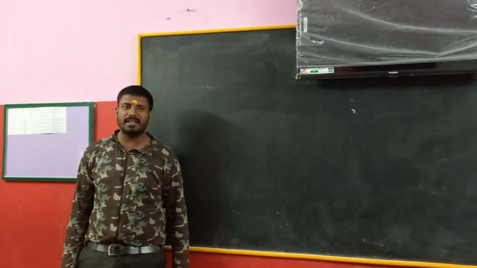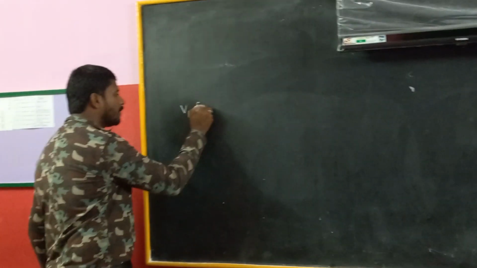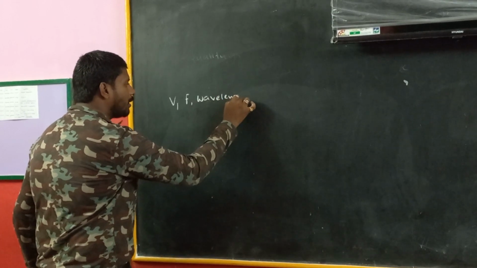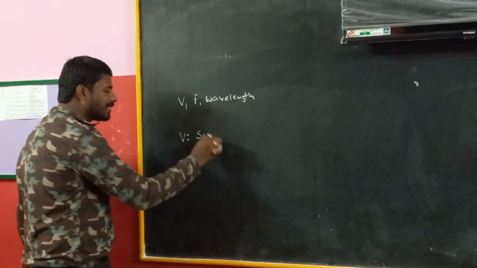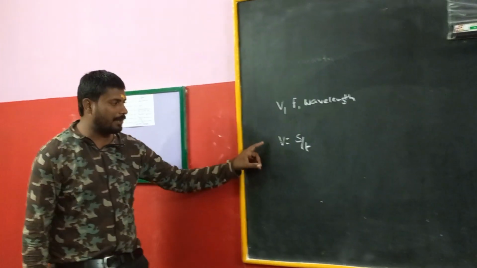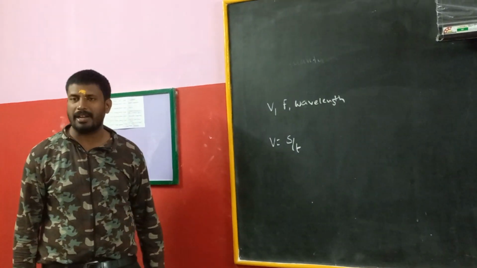Good evening everybody. In this class we are going to find out the relation between velocity, frequency and wavelength. We know that velocity is equal to displacement by time. Velocity is defined as the rate of change of displacement, that means displacement by time. V is equal to S by T.